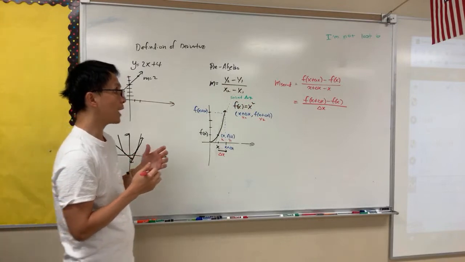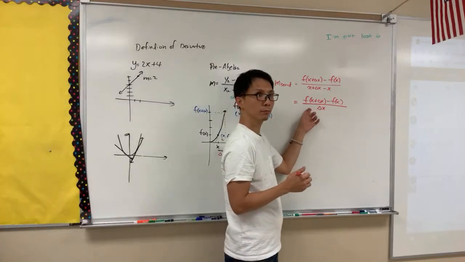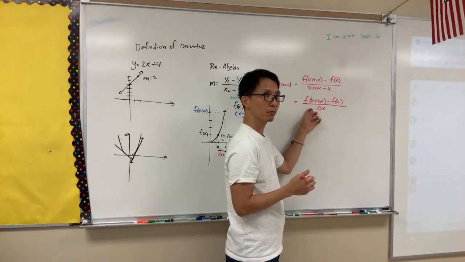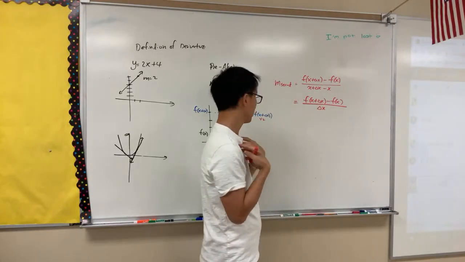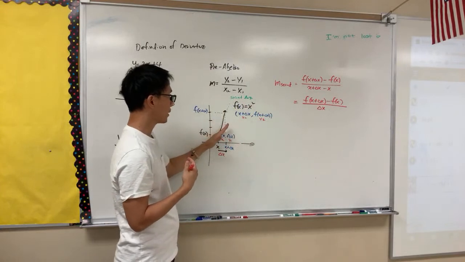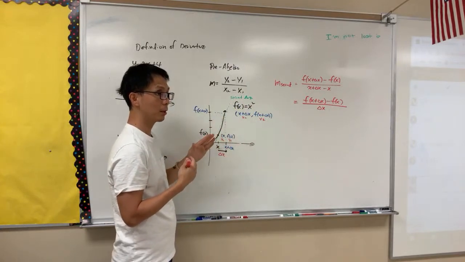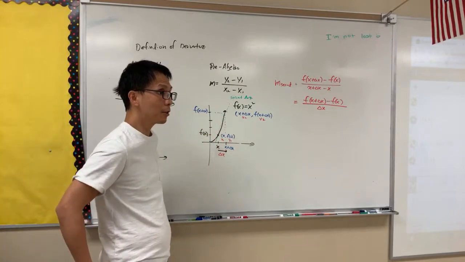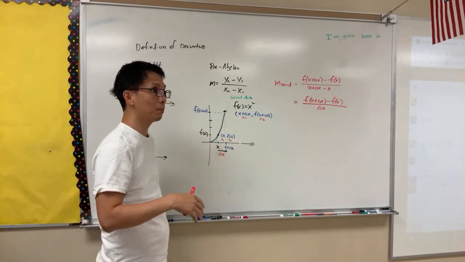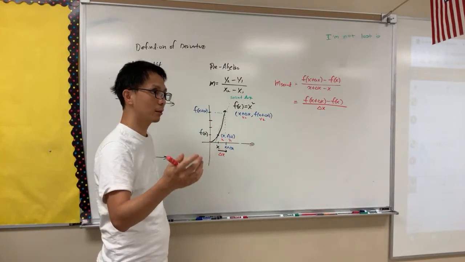Okay, so that is the slope of the secant. Now this is the slope of the secant, but we want to find the slope of the tangent. Let me give you some history about the tangent line. They were looking for the tangent line problem back in Descartes' time.